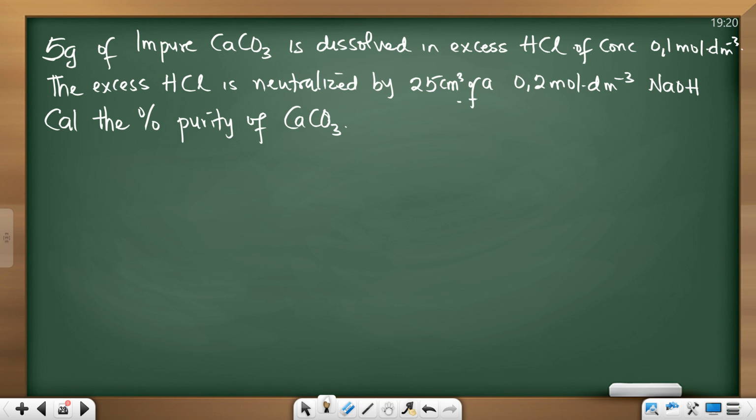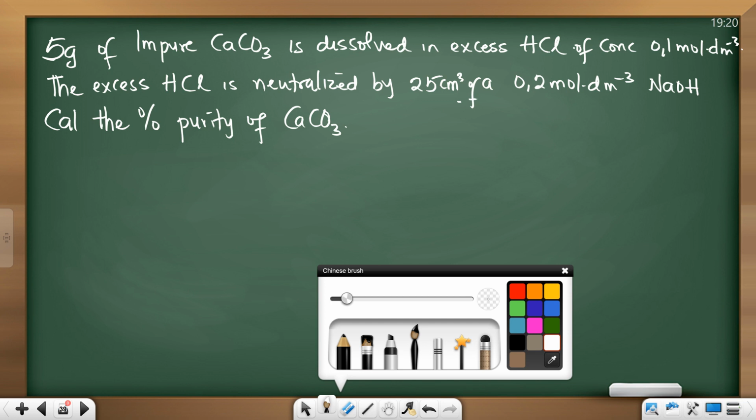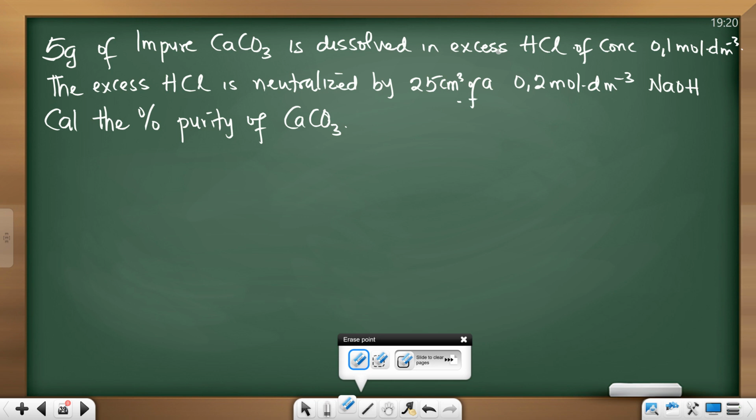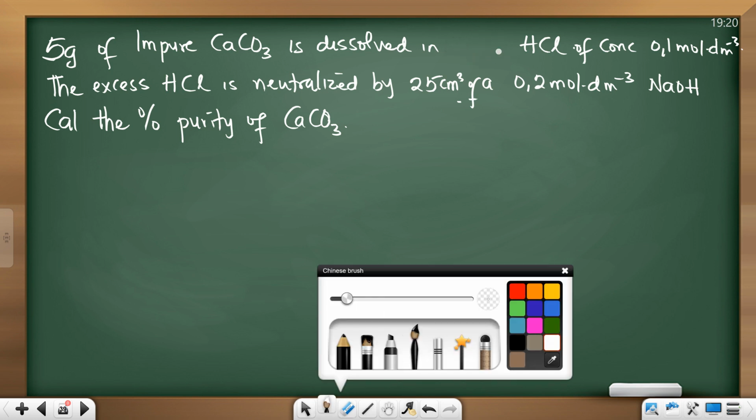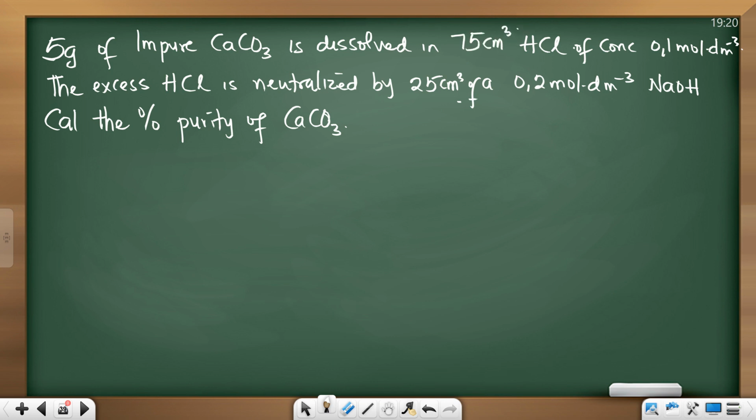Okay, 5 grams of impure sample is dissolved. Now, do you notice there are two experiments here? We took 5 grams of impure calcium carbonate. The HCl volume is 75 cm³. Guys, this will take us 5 minutes. Let's get through and see the idea behind it. So there are two reactions. First, we take the 5 grams and dissolve in what? 75 cm³.